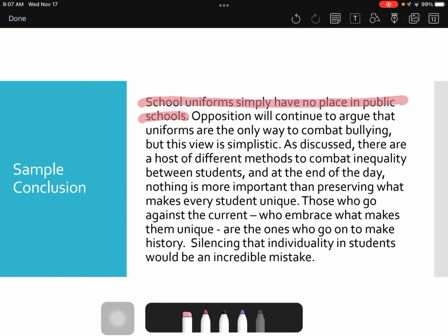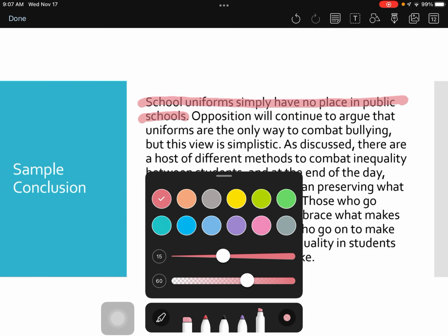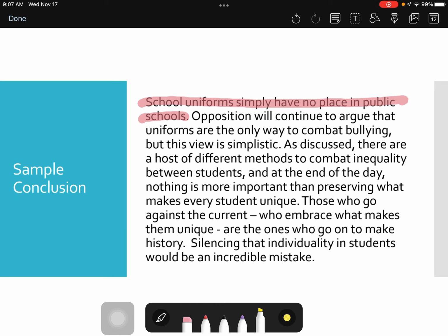The next part is where I start talking about the opposition and what I discussed in the paper. So again, let me switch to yellow, that is where we start creating that summary of reasoning and main points. So opposition will continue to argue that uniforms are the only way to combat bullying, but this view is simplistic, presenting, like I said, one of the main points from the paper.